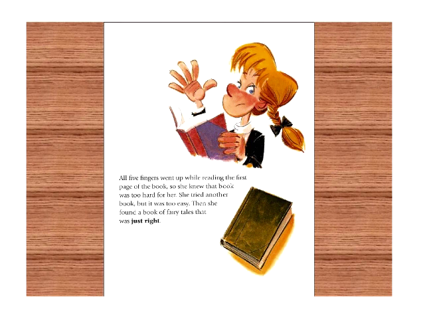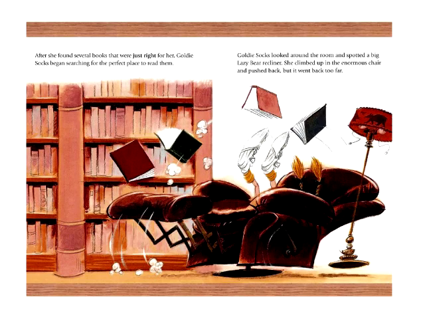hard for her. She tried another book, but it was too easy. Then she found a book of fairy tales that was just right. After she found several books that were just right for her, Goldie Socks began searching for the perfect place to read. Goldie Socks looked around the room and spotted a big Lazy Bear recliner. She climbed up in the enormous chair and pushed back, but it went back too far.